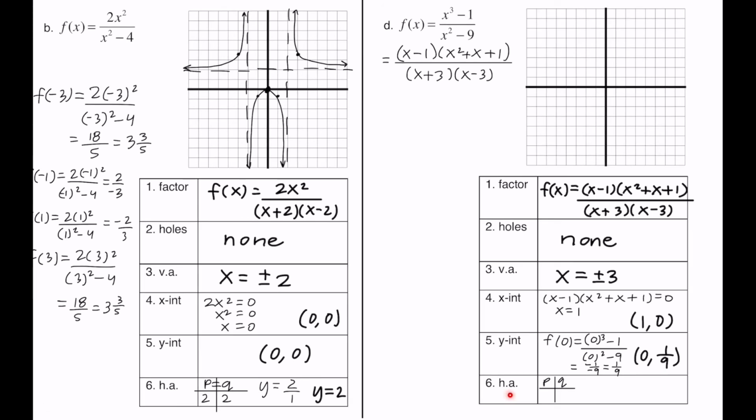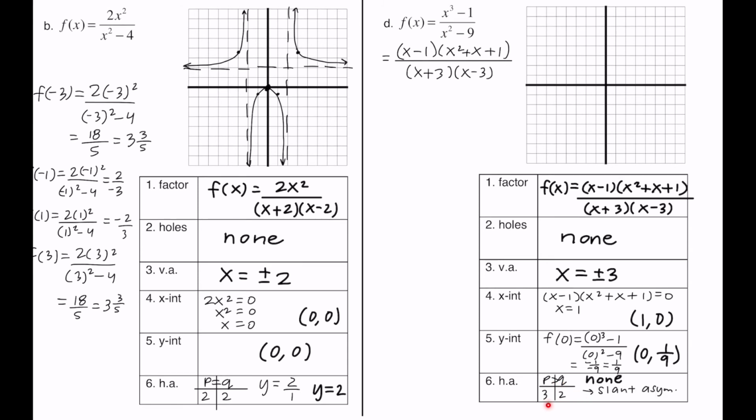And to find the horizontal asymptotes, we're going to look at p and q. P is the degree of the numerator, so we get 3. Q is the degree of the denominator, so you get 2. Since p is greater than q, that means there's no horizontal asymptote. So then we check if p is 1 more than q, which it is, so that means there is a slant asymptote. So let's go ahead and find it using long division.